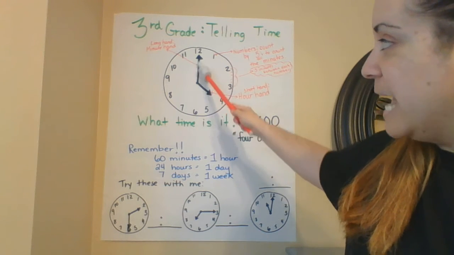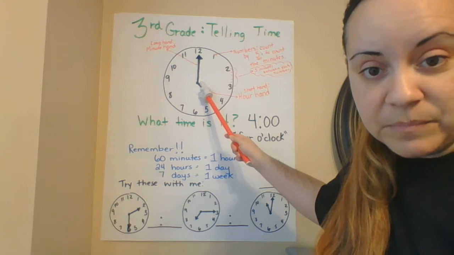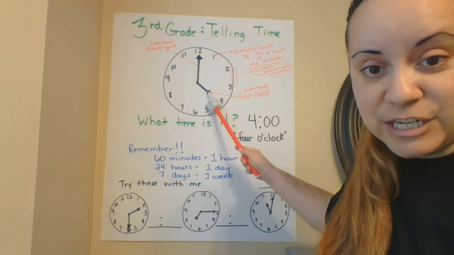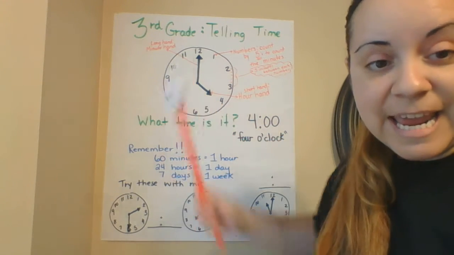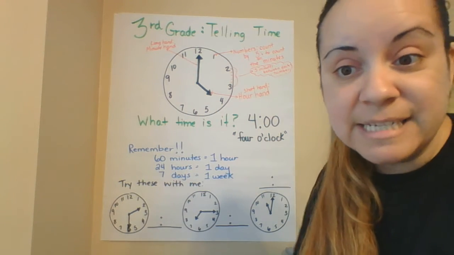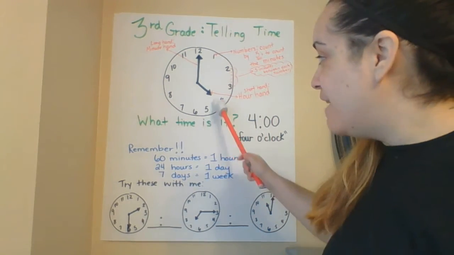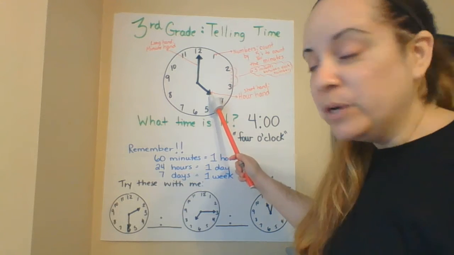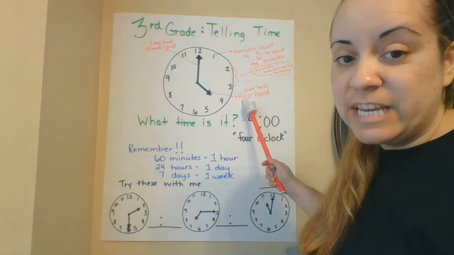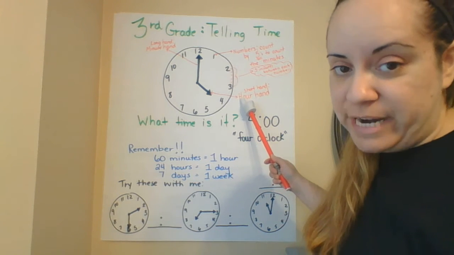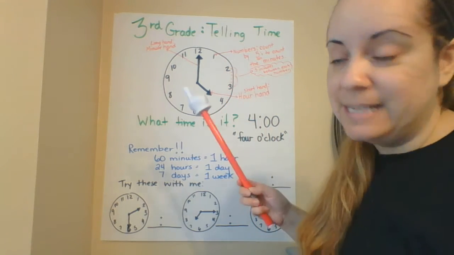So the long hand, we call this the long hand because it's longer than the other one. There's a long hand and then there's a short hand. So the long hand is the minute hand. It's the hand that tells you what minute it is on the clock. Then we have the short hand. The short hand tells you the hour. So I can look at the short hand and know what hour it is, and I can look at the long hand and know what minute it is.